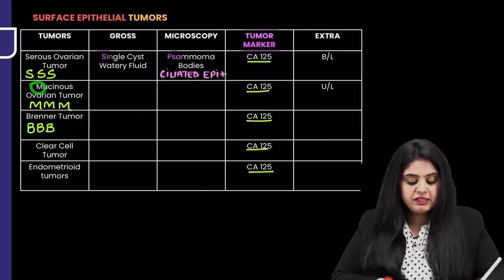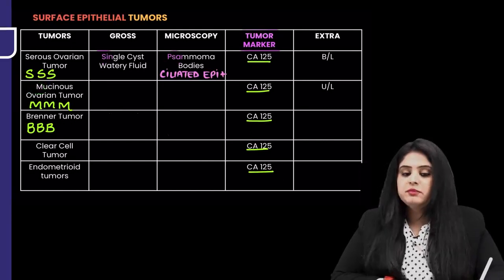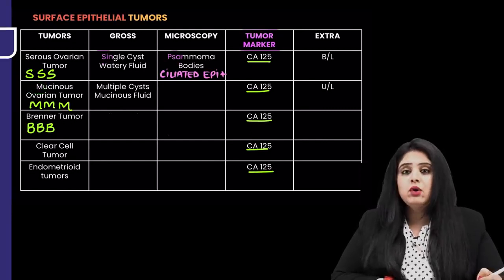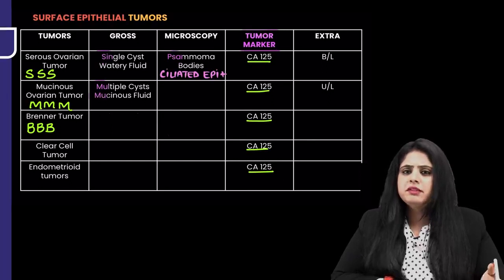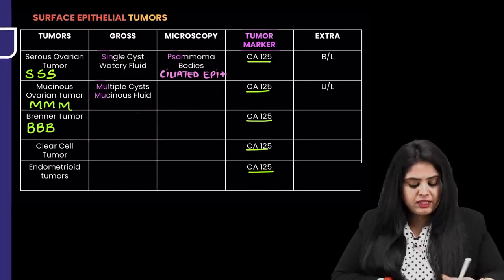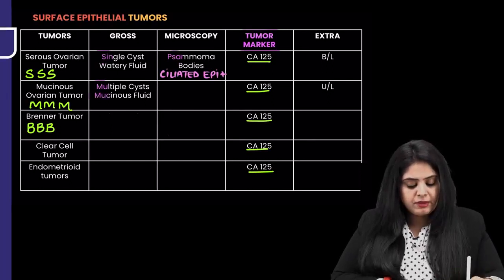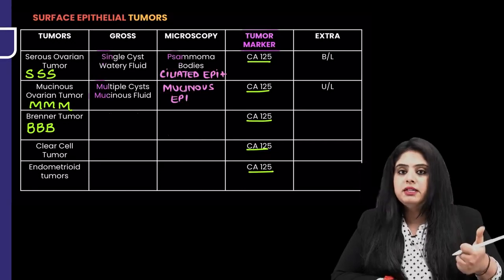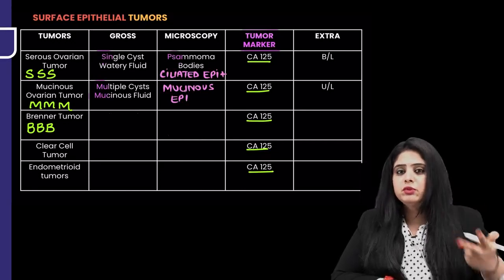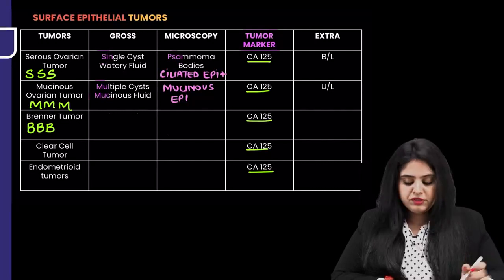Talking about mucinous. Now if I ask you, in mucinous everything is M, so which is the multiloculated cyst, multiple cysts, you will say okay, M means it is a multiloculated cyst. What kind of fluid? Obviously mucinous fluid. And what kind of epithelium? Again, common sense. The epithelium is going to be the mucinous epithelium. There is no doubt about it because everything is M. So if I'm seeing multiple cysts with mucinous fluid, with mucinous epithelium, I know it is mucinous ovarian tumor.